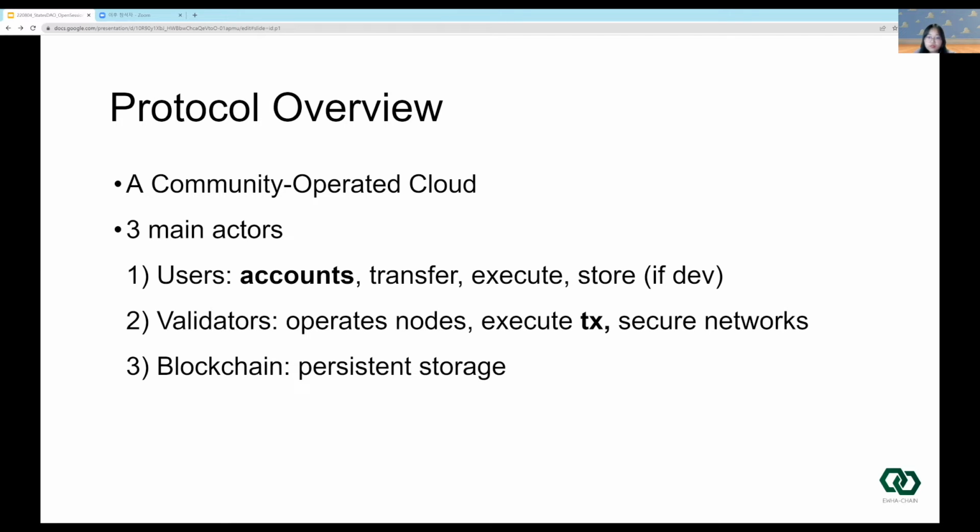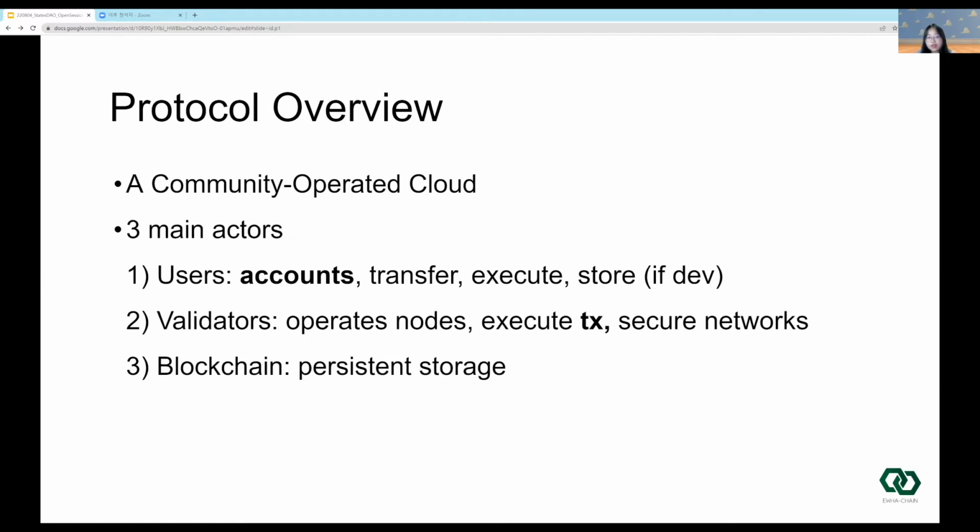The validators operate the computers that form the decentralized network. They are people distributed around the world, running the infrastructure that underlies the NEAR network. They execute the transactions sent by the users, persisting their outcomes in the blockchain. Also, they secure the network by overseeing the rest of the validators and the blocks they create. And the blockchain, the NEAR protocol, works as a persistent storage for the network.